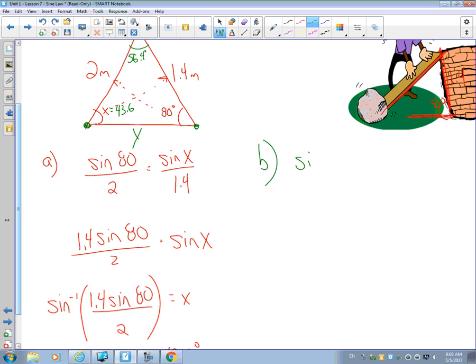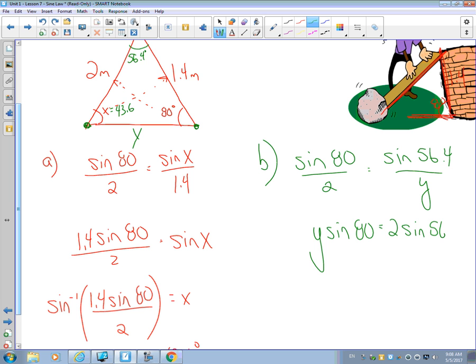So let's match up the ones we already know. The 80 goes with the 2. The one I want, 56.4, is going to match up with y. And then we're cross multiplying and solving again. And we spent all that time on cross multiplying at the beginning of the course. We're going to use it over and over and over again. And divide out by sine 80. And if you do that right, I got 1.69 meters. And if you can do this application, you basically can do the sine law. It's only 2 questions we can really do.